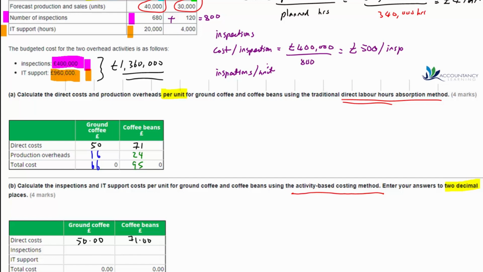So if you think first of all about our ground coffee, how many inspections are there per unit? Well, we've got 680 inspections in total, but how many units are we going to make? Well, there are 40,000 units. So 680 divided by 40,000, so that tells us that there are 0.017 inspections per ground coffee unit. And if we multiply that by the 500, that tells us that the cost is £8.50 per unit.